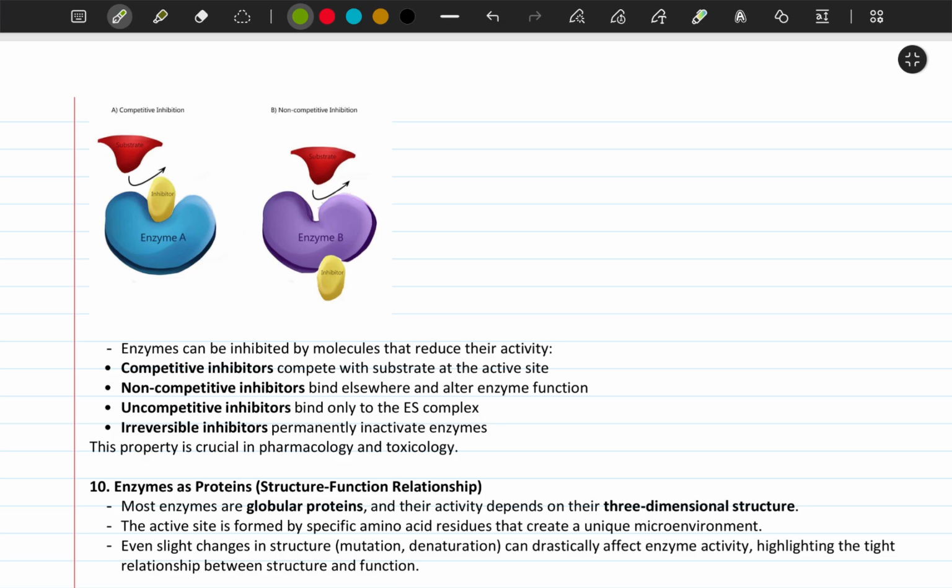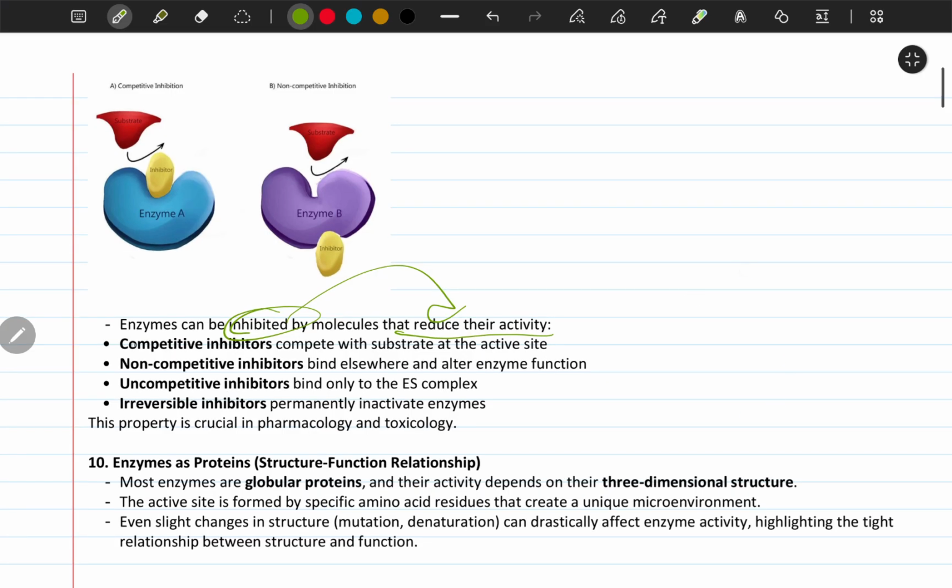Next is sensitivity to inhibitors. Enzymes can be inhibited by molecules that reduce their activity. There are different types of inhibitors: competitive, non-competitive, uncompetitive and irreversible inhibitors. Competitive inhibitors compete with the substrate. Non-competitive inhibitors bind elsewhere on the enzyme and alter the active site, which alters the function.